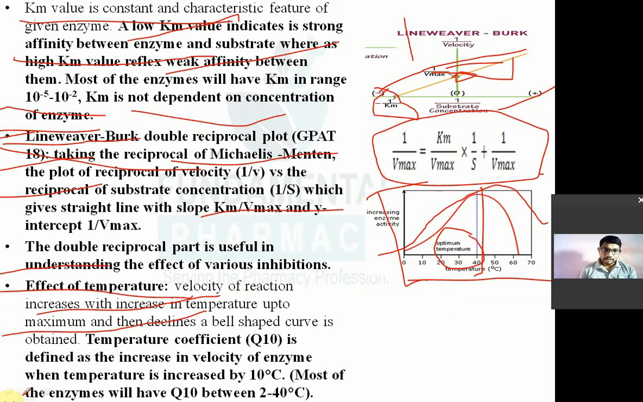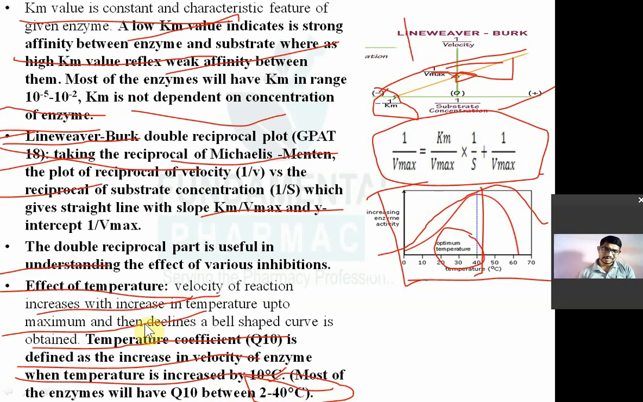The temperature coefficient or Q10 is nothing but the increase in the velocity of the enzyme when the temperature is increased by 10 degrees Celsius. That is known as Q10. And for most of the enzymes, the optimum temperature is between 2 to 40 degrees Celsius. Many enzymes work within this temperature range.